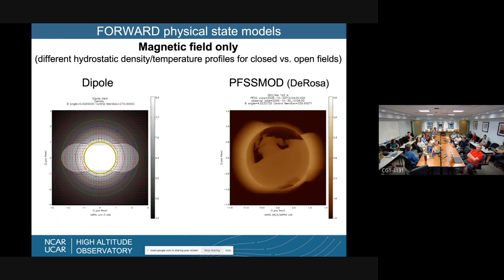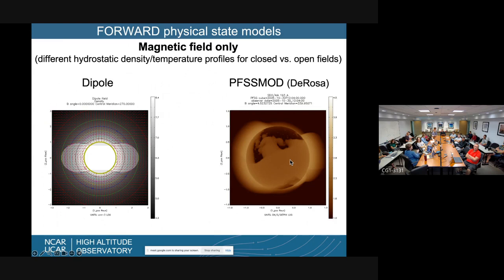And there's magnetic field only. The dipole is kind of like just a real simple dipole. Nice one for testing certain things. It is just a dipole field, but I put in a density by, like, you can choose a parameter for where you want your field lines to close, and anything in that can have a different hydrostatic density than anything above it. So it's just a very, very simple model to kind of test. Maybe you're testing a new observable.